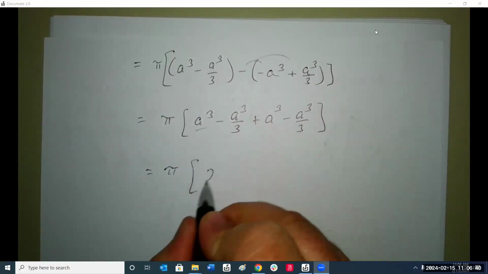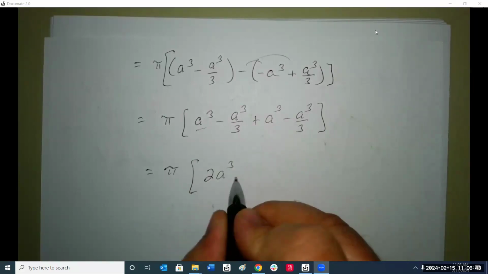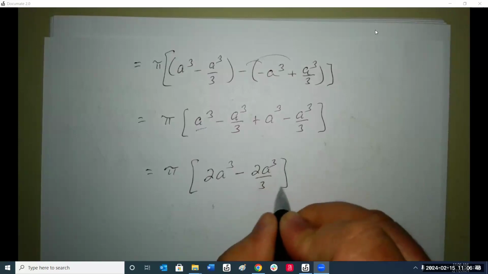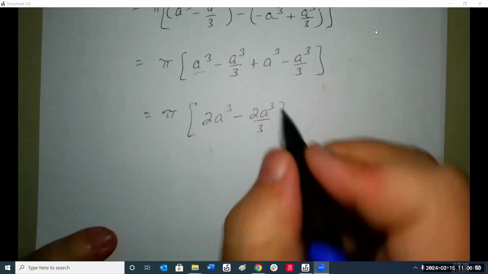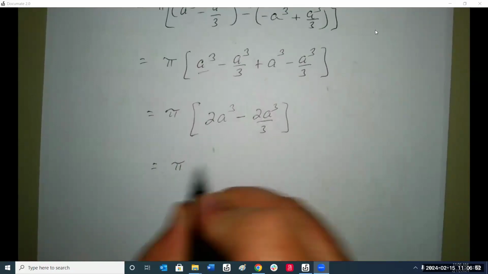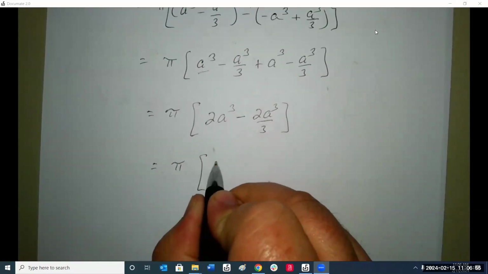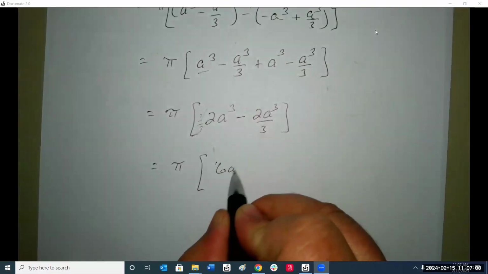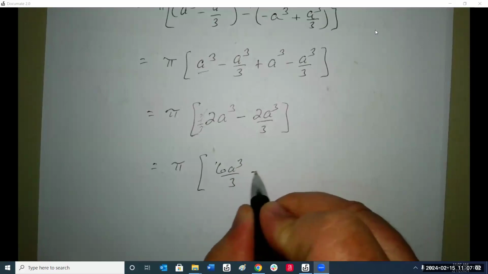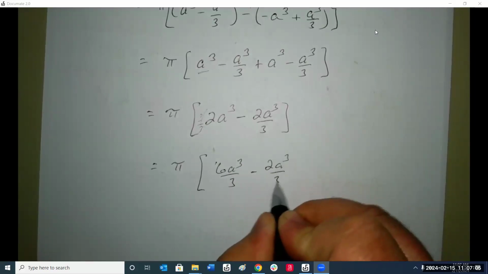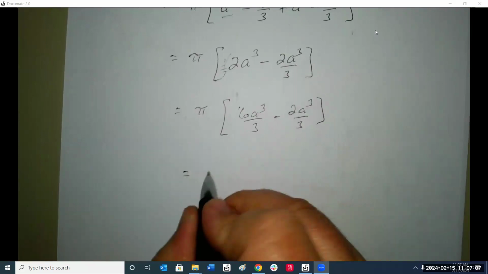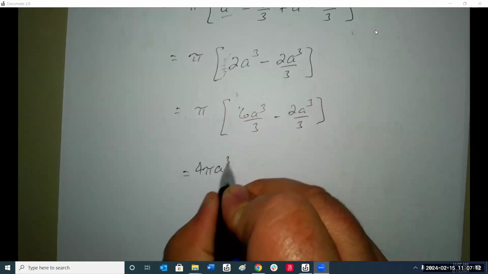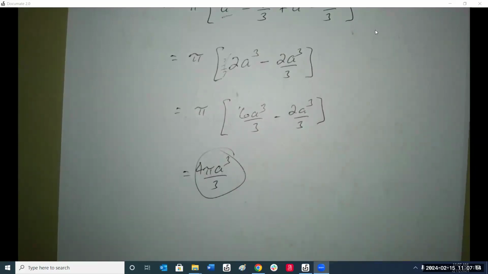A cubed plus a cubed is 2a cubed, minus 2a cubed over 3. Multiply by 3 over 3. So it's 6a cubed over 3 minus 2a cubed over 3, which equals 4 pi a cubed over 3.